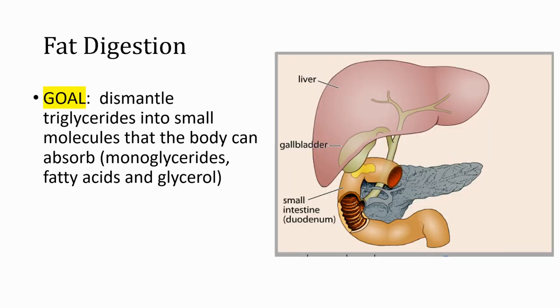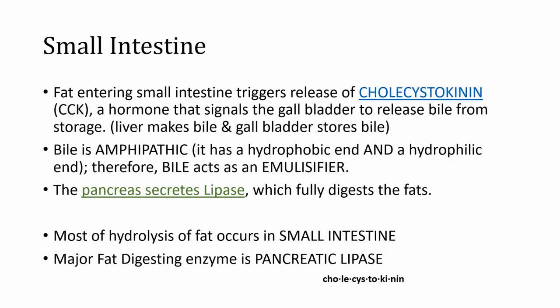So the goal of fat digestion is to dismantle triglycerides into small molecules that the body can absorb. Those small molecules are monoglycerides, fatty acids, and glycerol. So that is the goal of the breakdown of fat: into monoglycerides, fatty acids, and glycerol.